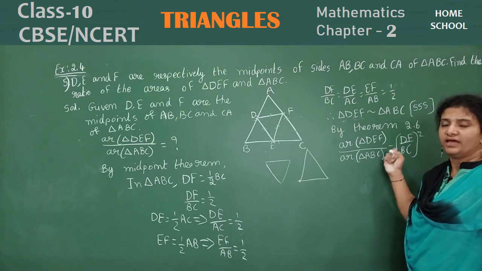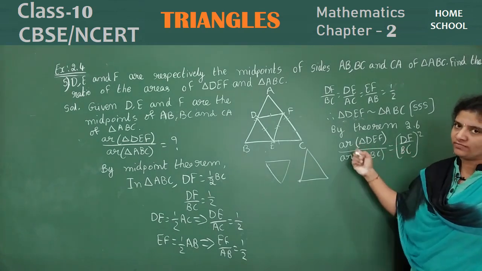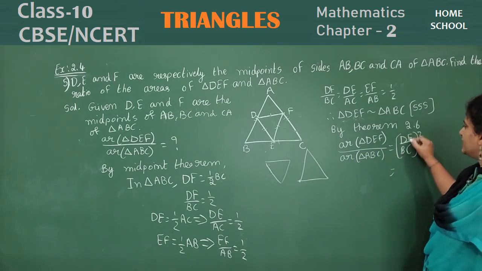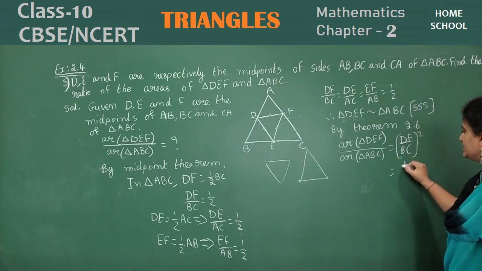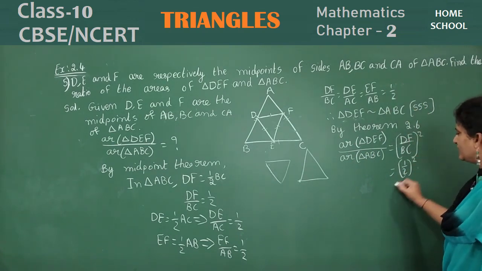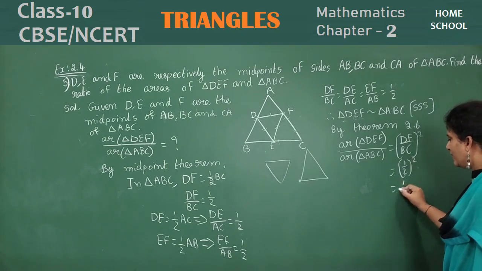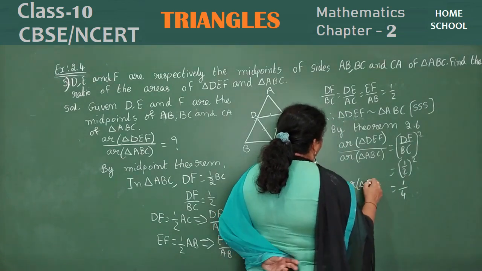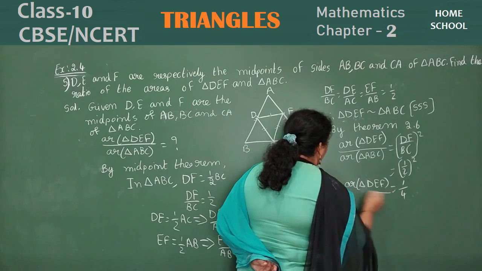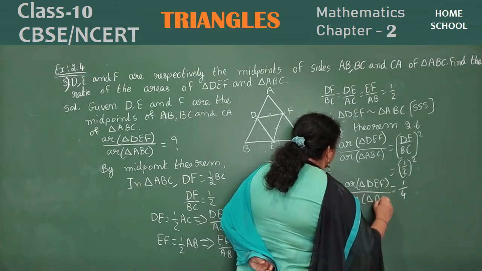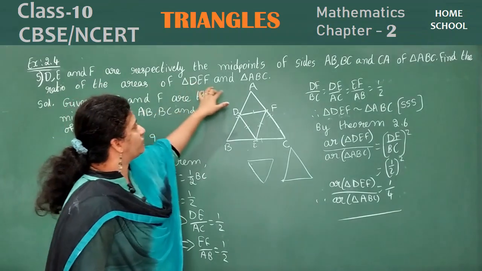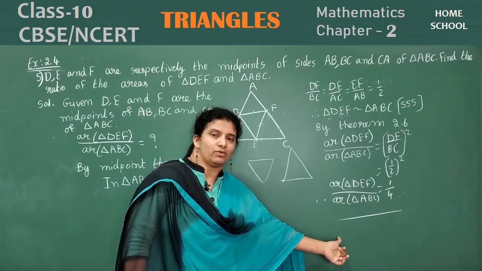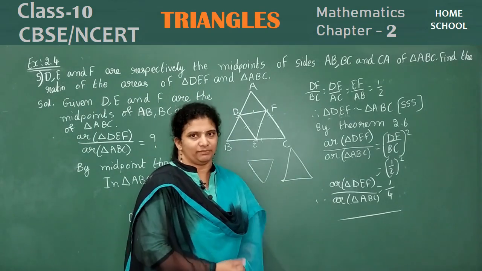According to the theorem, the ratio of their areas is equal to the square of the ratio of their sides. So now what is DF by BC from above? It is 1 by 2. Whole square, children. So square it, 1 ones are 1, 2 twos are 4. Finally, what is the ratio of their areas? It is equal to 1 by 4, that is your answer. Find the ratio of the areas of triangle DEF and triangle ABC. You write the statement, it is equal to 1:4. You end your statement. Okay.